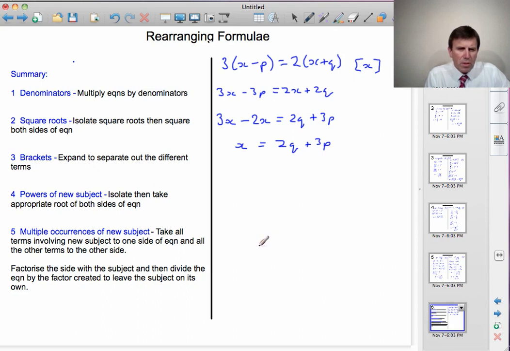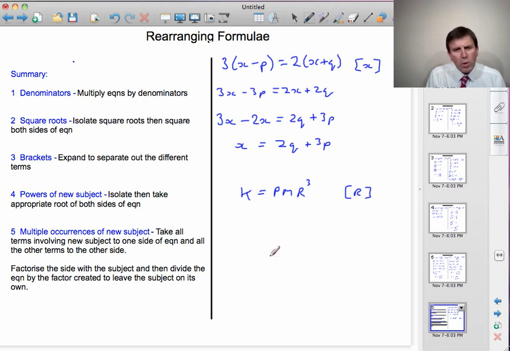Part 4, powers of a new subject. Isolate, then take the appropriate root of both sides of the equation. If we've got something like k equals pm r cubed, and we wish to make r the subject, so we have a power of the new subject rather than the subject itself.